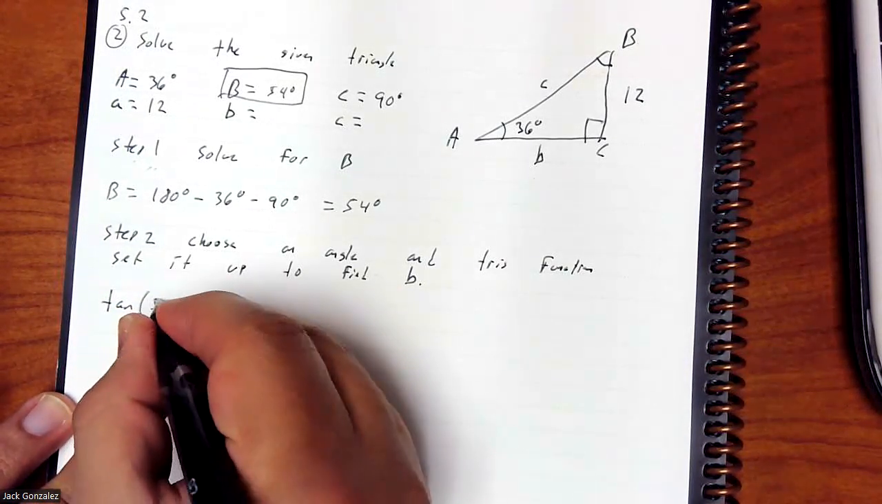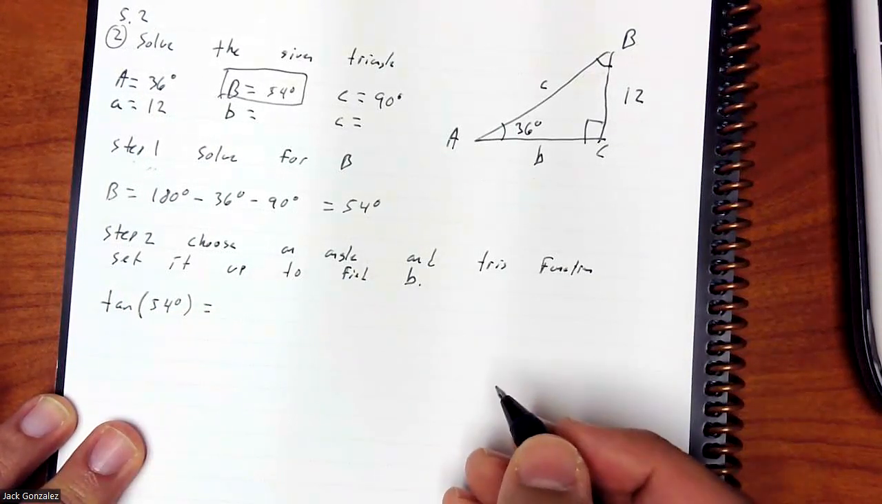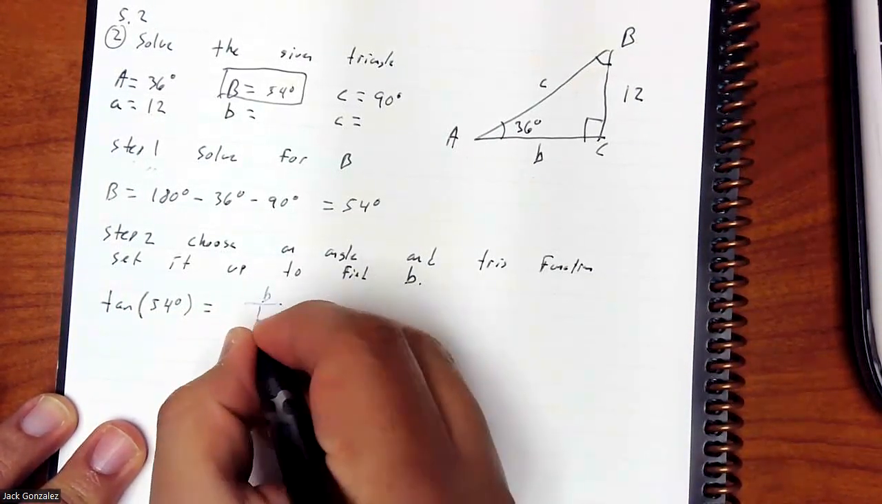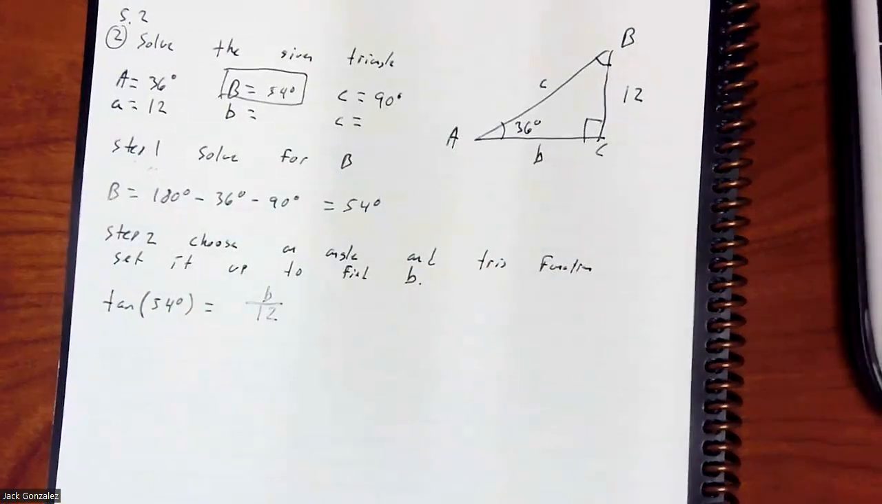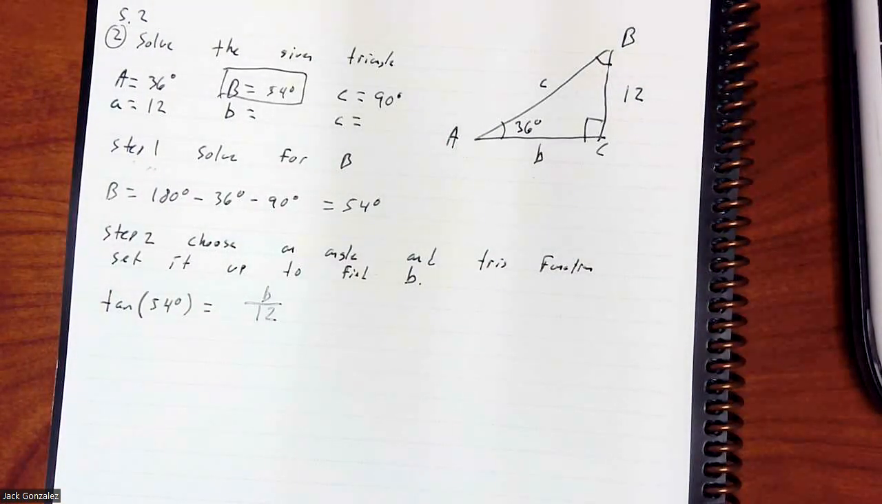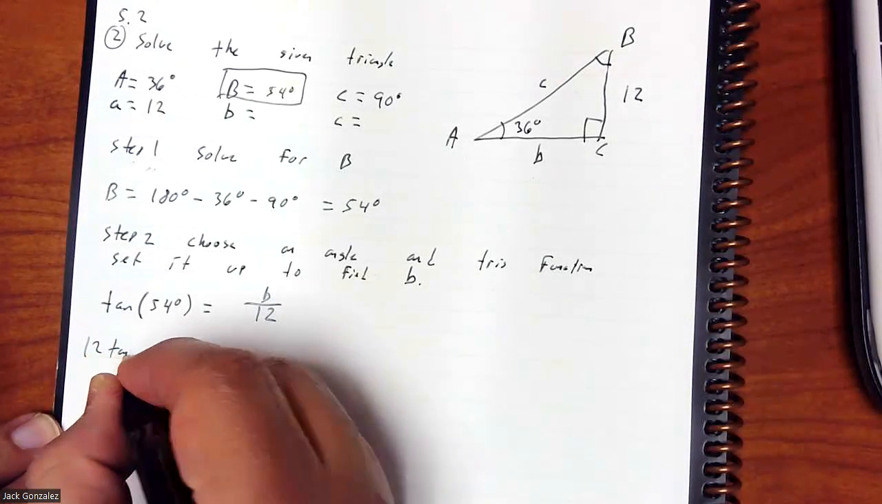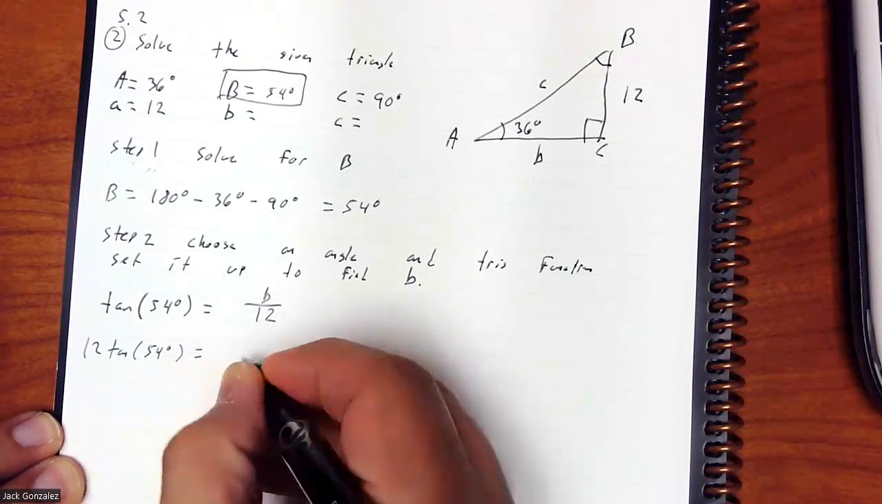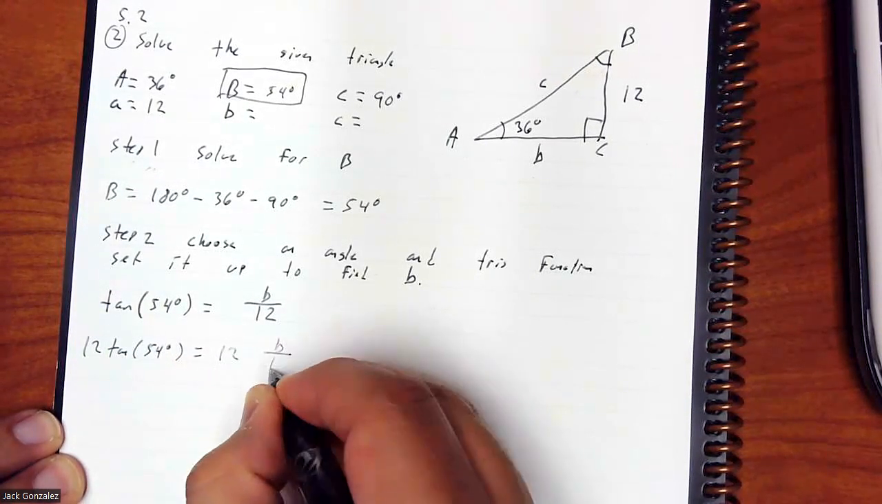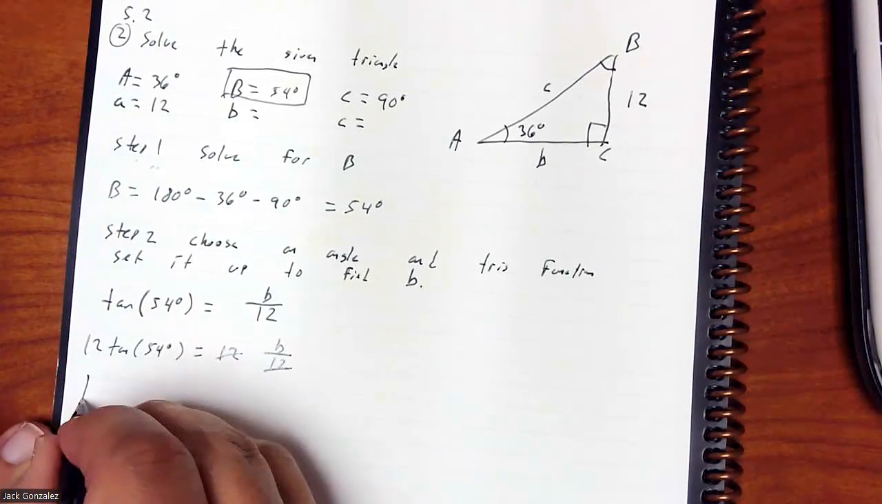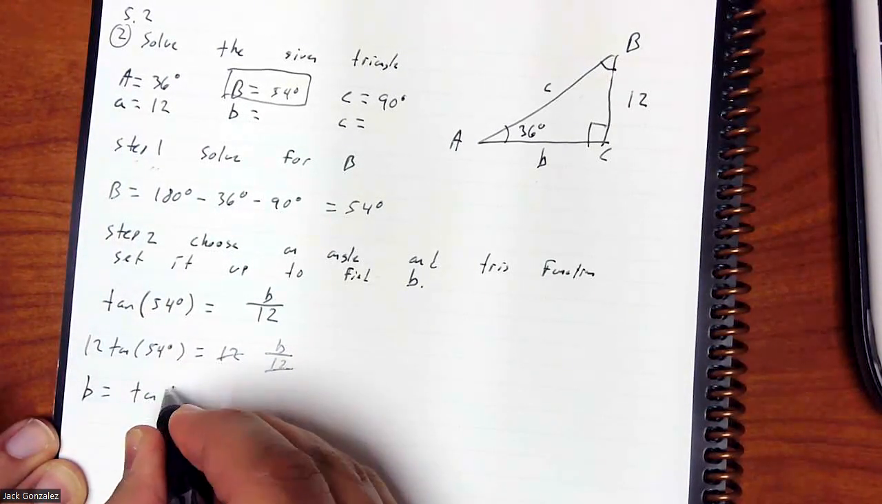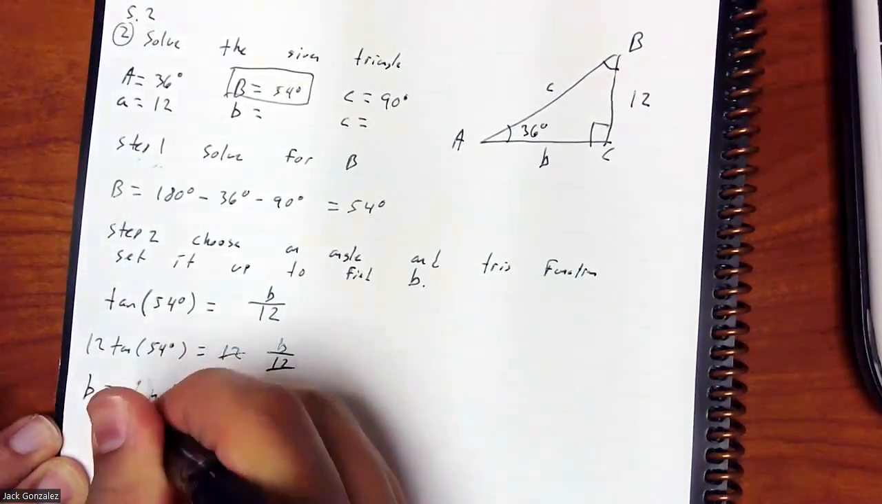So tangent of 54 degrees would be equal to little b over 12. So at this point, just solve for b. You do cross multiply or whatever the heck you want to do. Just solve for b. I don't care how you do it. As long as it's legit, it'll be fine. Okay. All right, so algebra step, multiply 12 on both sides. So little b is equal to 12 times tangent of 54.